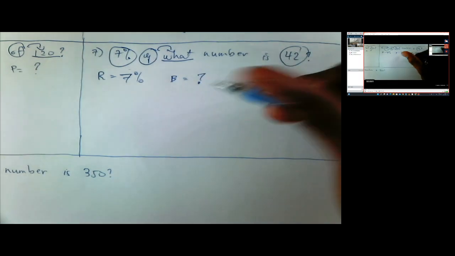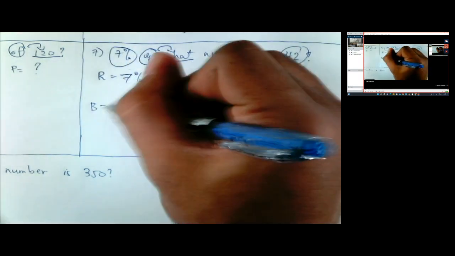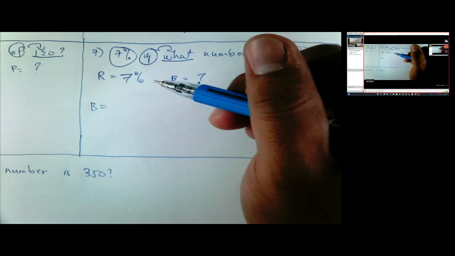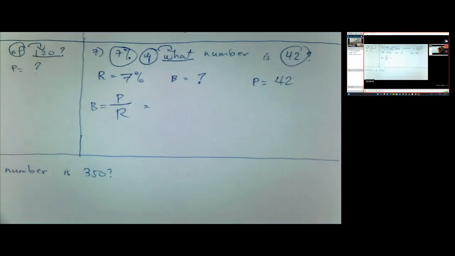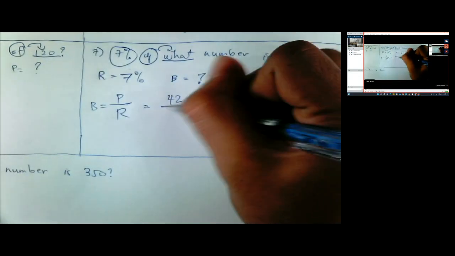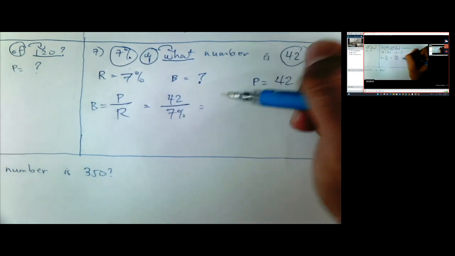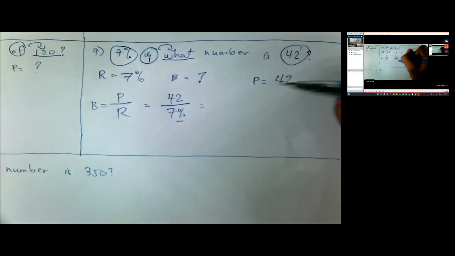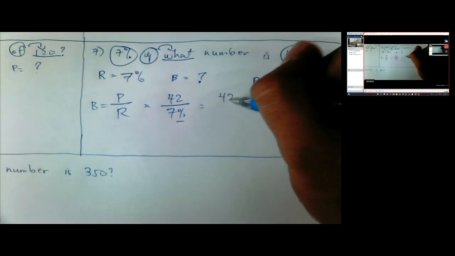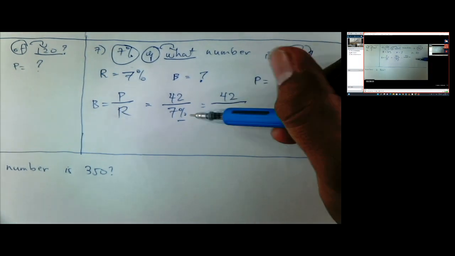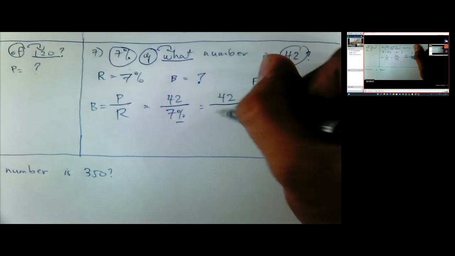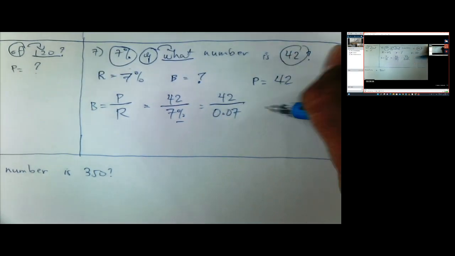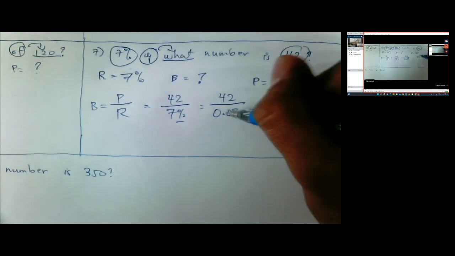And since we don't have the base, we're going to solve it. The formula for looking for the base is percentage divided by the rate. If we substitute, we will have 42 over 7%. Since we don't need this percent form, we're going to convert it into decimal. What is 7% in decimal? 0.07. Very good.